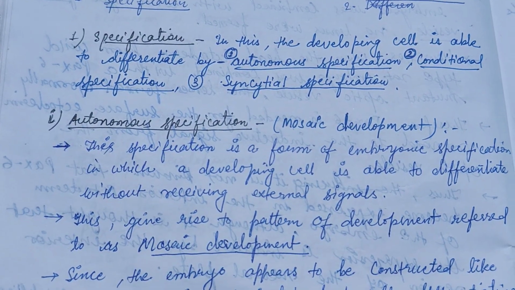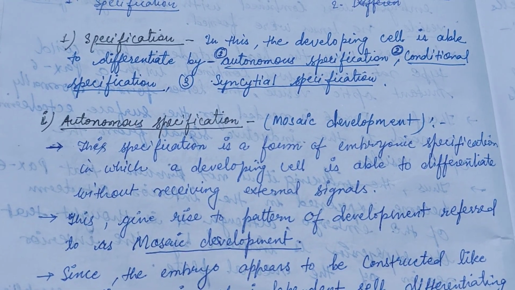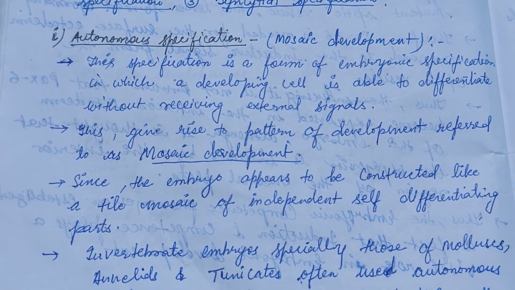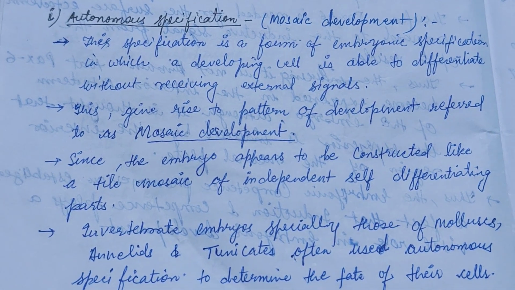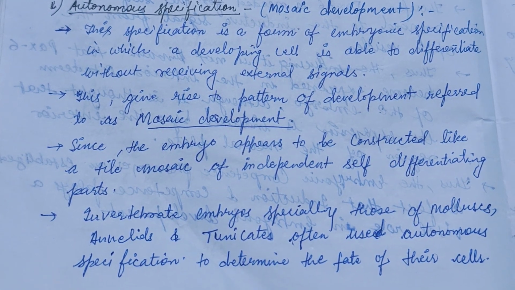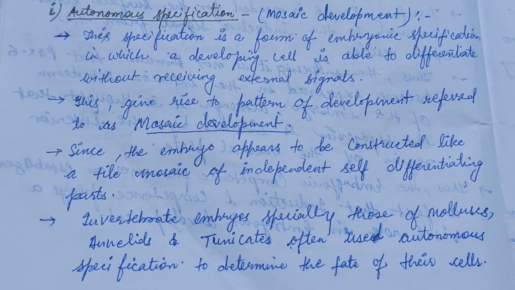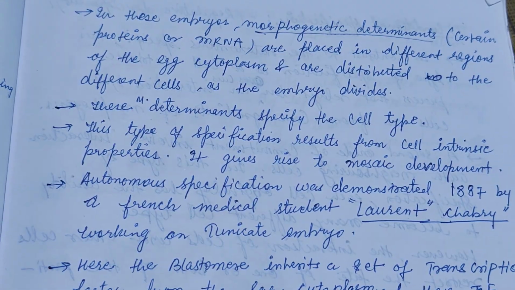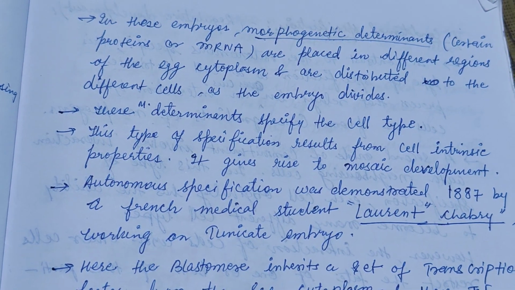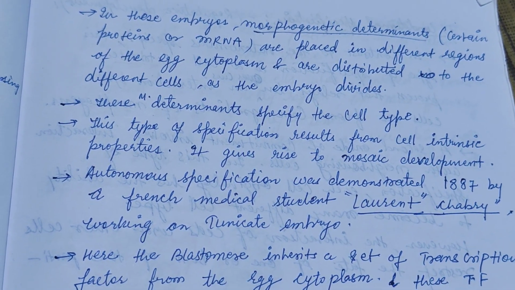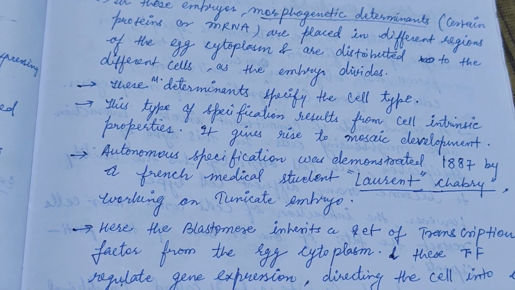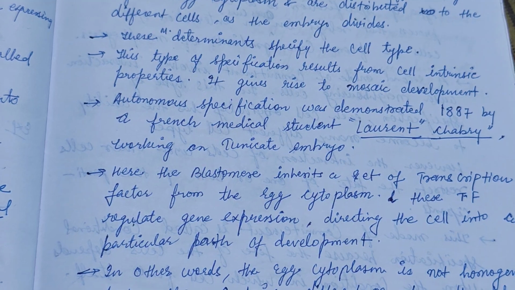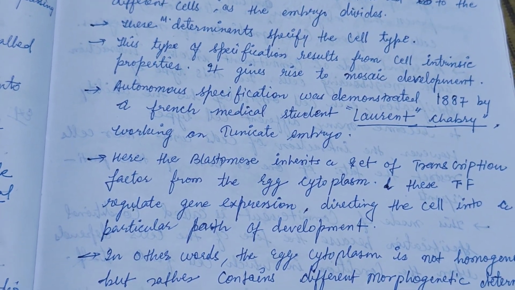It can be subdivided into autonomous specification, conditional specification, and syncytial specification. Autonomous specification, also known as mosaic development, is a form of embryonic specification in which a developing cell is able to differentiate without receiving external signals. In this, the morphogenetic determinants, that is certain proteins or mRNA, are placed in different regions of the egg cytoplasm and are distributed to the different cells as the embryo divides. These morphogenetic determinants specify the cell type.